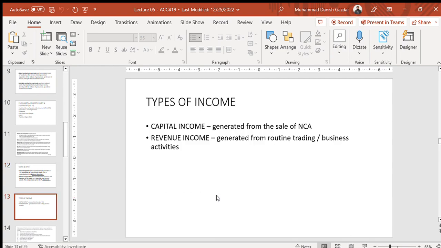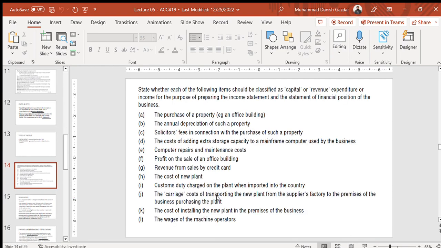So here we are discussing what is known as capital or revenue expenditure. Here you would see some of the expenses. For example, if you purchase a property, think what type of expense it is, revenue or capital. Of course this is a capital expenditure, because you are purchasing a property and it would be reflected in your balance sheet. The depreciation is a revenue expenditure and it appears in your income statement.